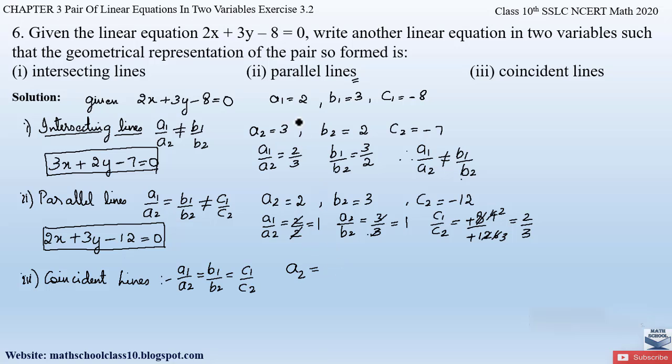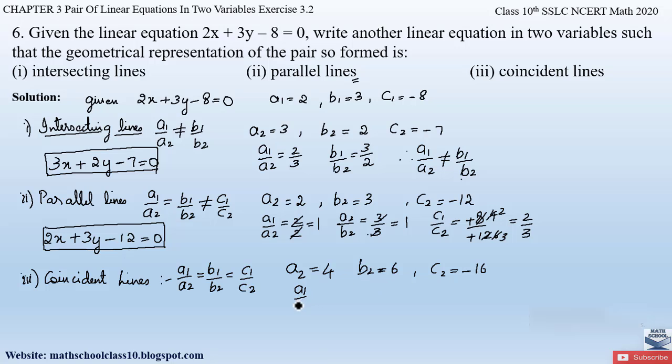So a2 will be 2 into 2, you get here 4. So b2 will be again 3 into 2, that will be 6. Likewise, again here c1 by c2 should also be equal. So let us take again the multiple of 2 of c1 value. Minus 8 into 2 will be, so c2 will be minus 16, right? So now let us check whether they are equal.